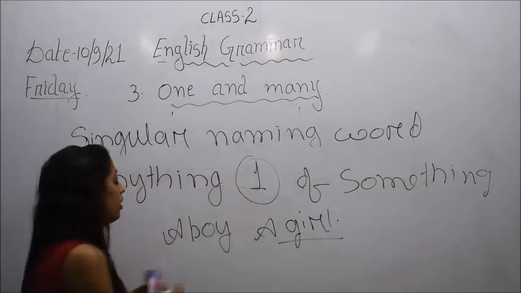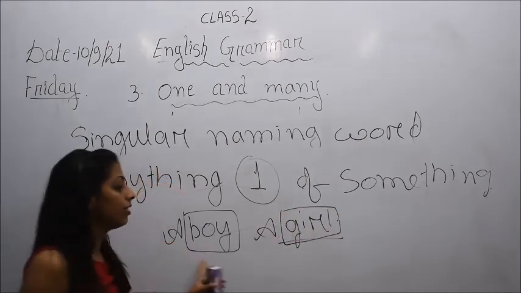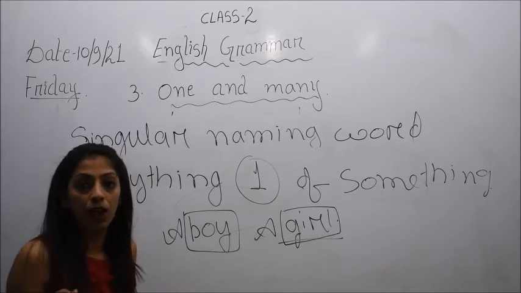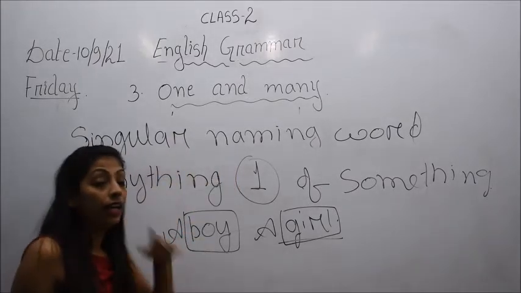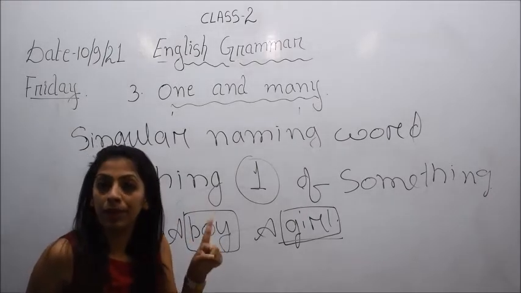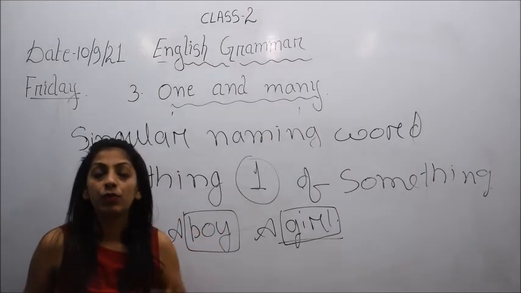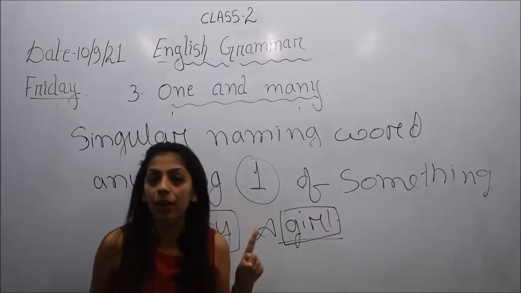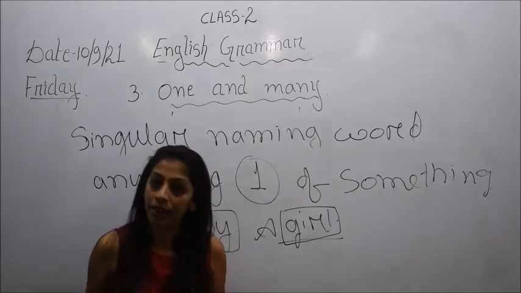So these words, boy and girl, what are they, children? They are nouns, right? Boy is a noun, girl is also a noun. So these singular naming words are telling you that there is something which is only one in number. Any word which tells you that there is only one of something is a singular naming word or singular noun.